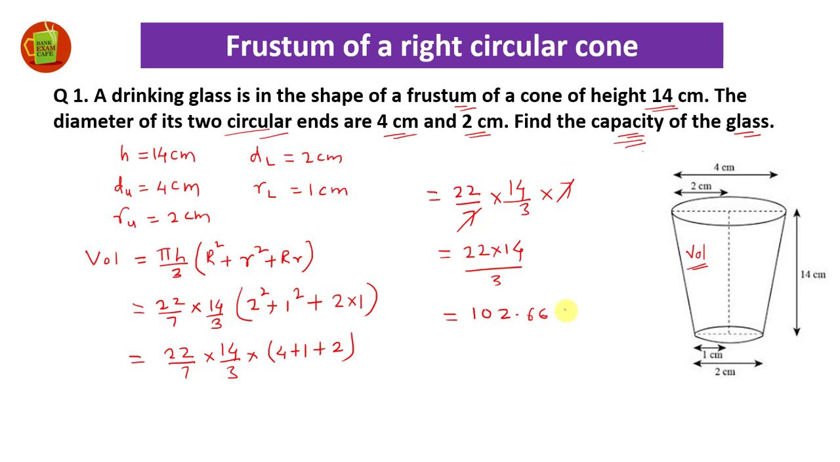102.66 cubic centimeter. Since it is a volume, it will be cubic centimeter, and when we find area, we write it as square centimeter. So at the end write the answer: the volume of the drinking glass, or the capacity of the glass, is equal to 102.66 cubic centimeter.